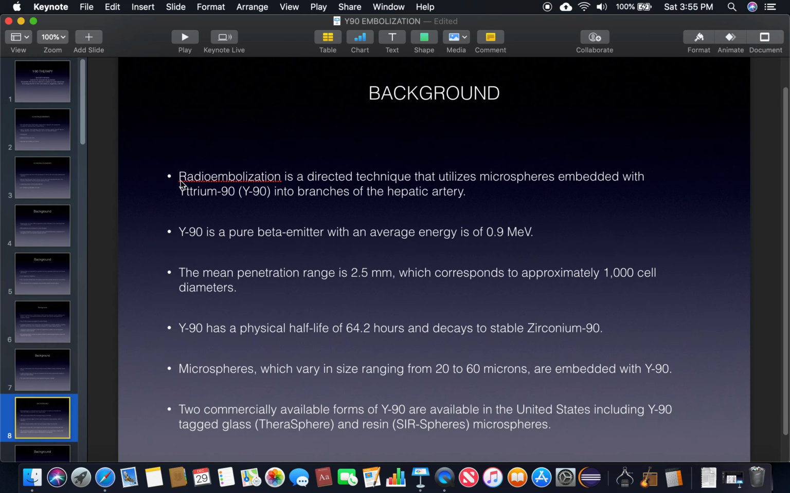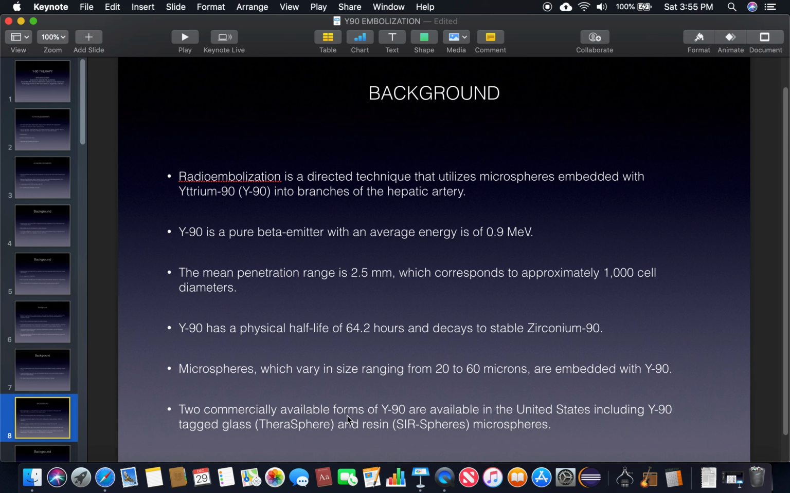Now, in case of radioembolization, we are using a directed technique where the microspheres are delivered into the branches of the hepatic artery. These are embedded in yttrium. Now, yttrium is a pure beta emitter with an average energy of 0.9 MeV. Its penetration range is 2.5 millimeters, so it can penetrate about 1,000 cells. It has a half-life of 64.2 hours and it decays to stable zirconium 90. Now, the microspheres vary in size from 20 to 60 microns, which are embedded with yttrium.